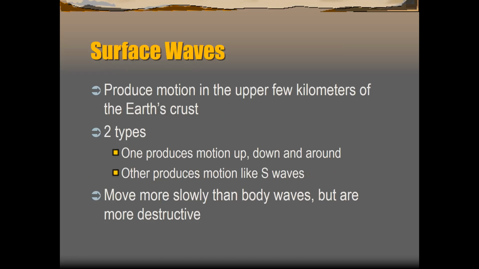And last but not least, we have the surface waves. Surface waves produce motion in the upper few kilometers of the Earth's crust. When I say the word earthquake, the shaking that you're thinking of, when you visualize that in your mind, those are the surface waves. And there are two types. One produces up and down motion. So that's the up and down shaking, and the other produces the motion like the S waves. So together, it's almost like a rolling.